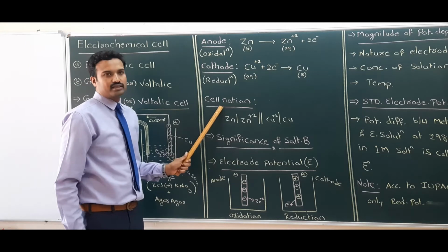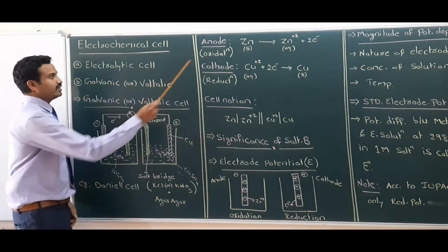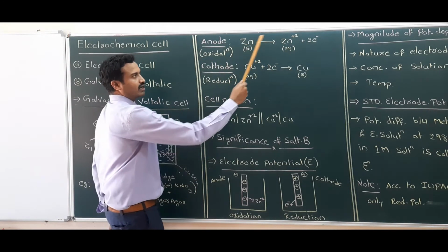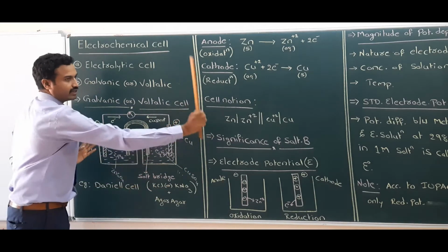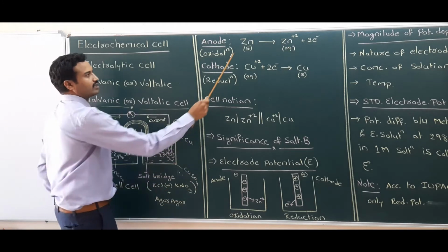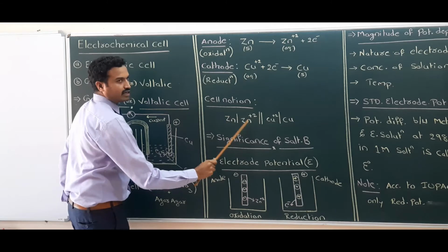Now cell notation. This is important for 1 mark. Now Zn is converted into Zn+2. Oxidation: Zn is converted into Zn+2, which is on the left side. This is the right hand side reaction, and this is the left hand side reaction. The left hand side reaction is Zn converted into Zn+2.